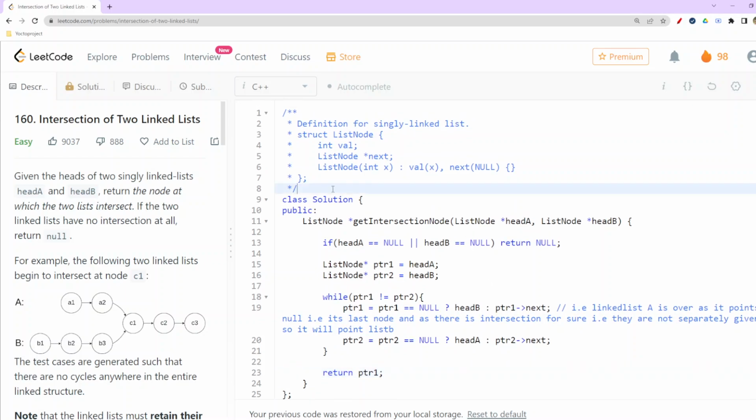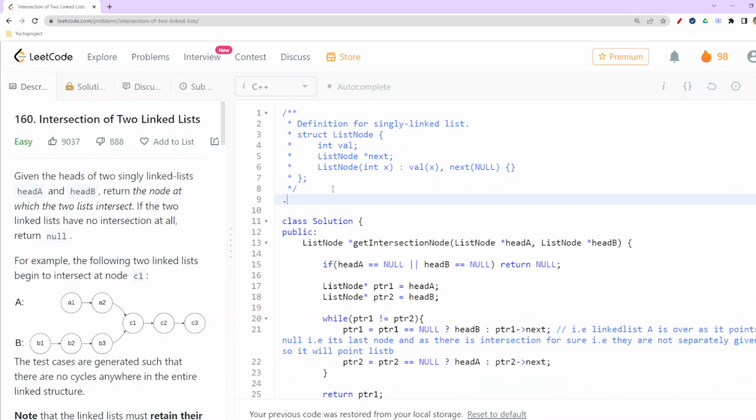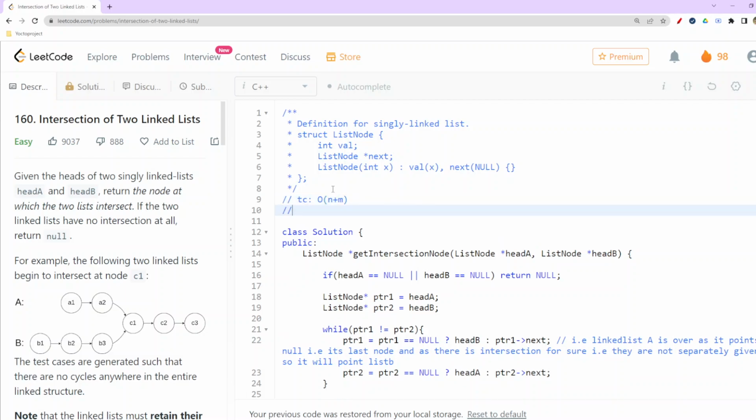And regarding the time complexity, the time complexity here is basically order of n plus m, because we never know how long we are required to go. And the space complexity is basically order 1, because we are just traversing the linked list and not using any extra space here.